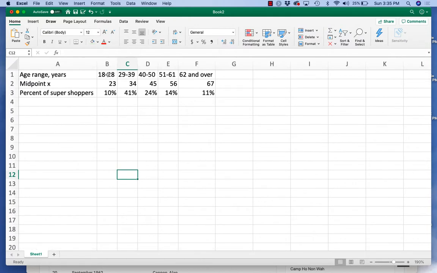You might notice that it didn't turn these into dates because before, when we had 1 through 10, that looked like January 10th, but 18 to 28 doesn't look like a date, so Excel didn't do anything with that.